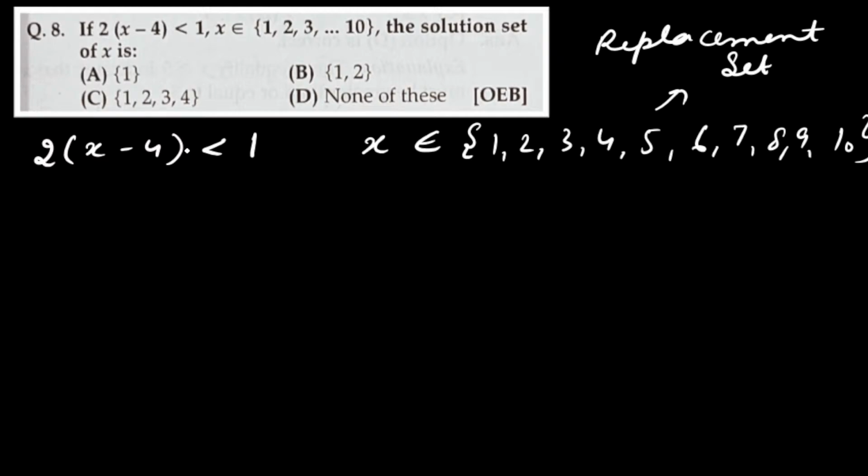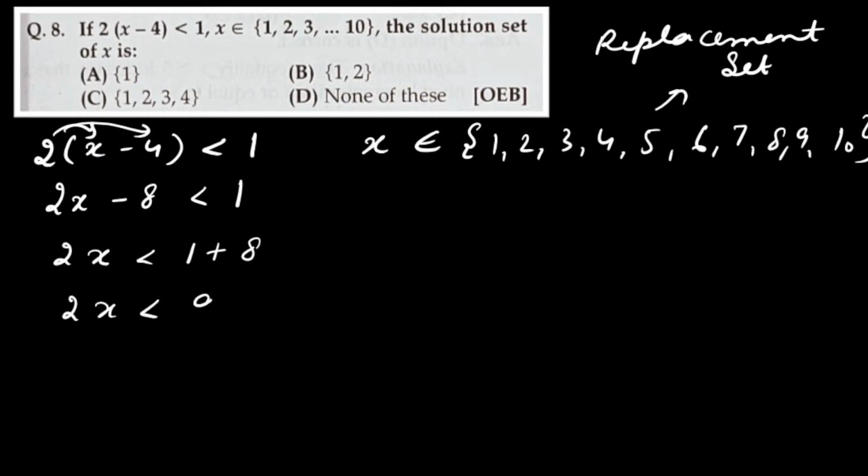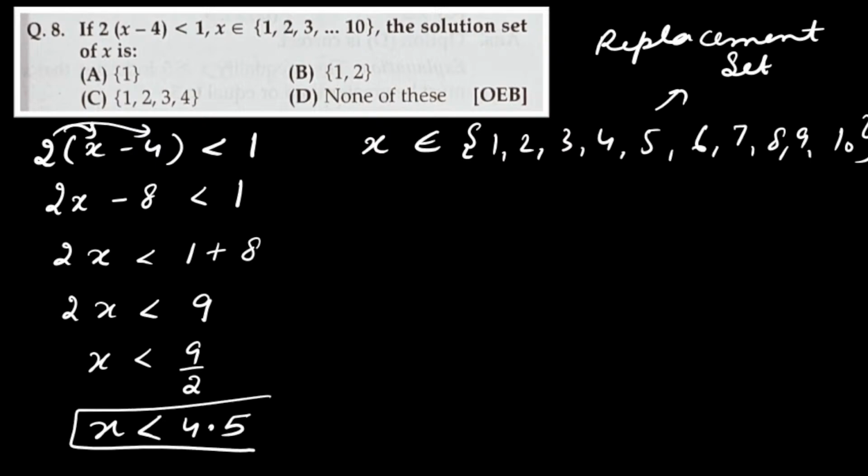Let's simplify this and find the value of x. The bracket is there, so we'll have to do bracket multiplication. 2 into x is 2x, 2 into 4 is 8, less than 1. Now let's shift minus 8 to the other side. When I shift minus 8 to the other side, it will become positive 8. So 2x is less than 9. Now 2 we have to shift to the other side, so 9 by 2. So x is less than 9 by 2. If we simplify, x is less than 4.5.